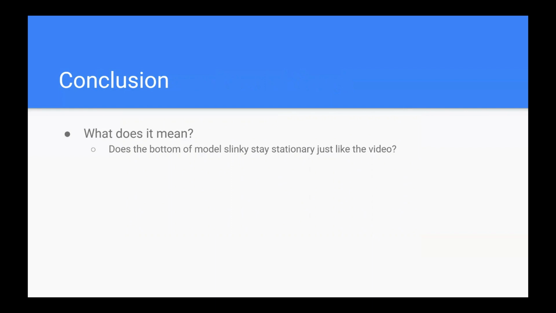Our question is, what does it mean? The question was, does the bottom of the Slinky stay stationary, just like in the video? I would say based on the computational models, it does. You can see the constant y position as a straight line until around 5 or 6 seconds, just like the experiment. The bottom stayed stationary until the top hit and applied the force.